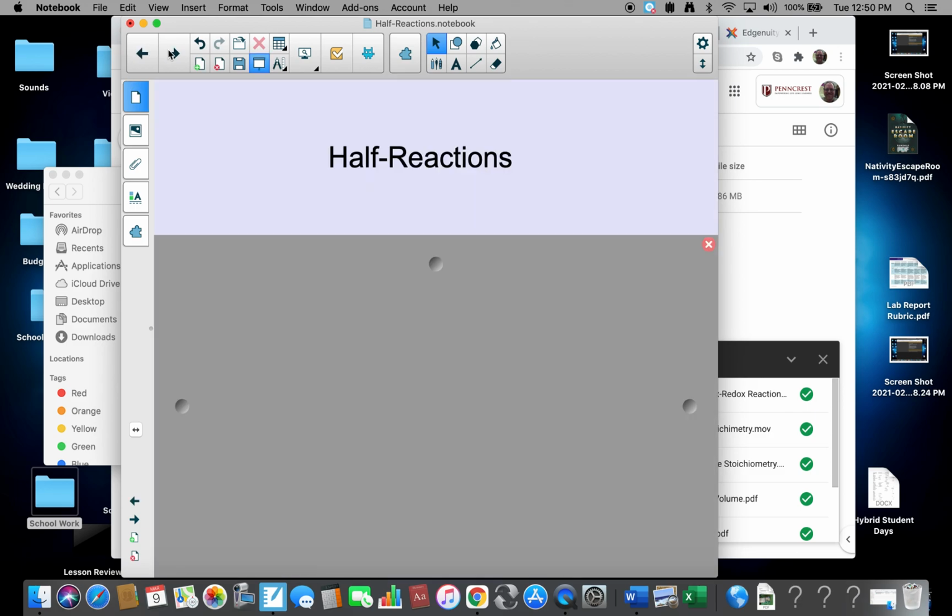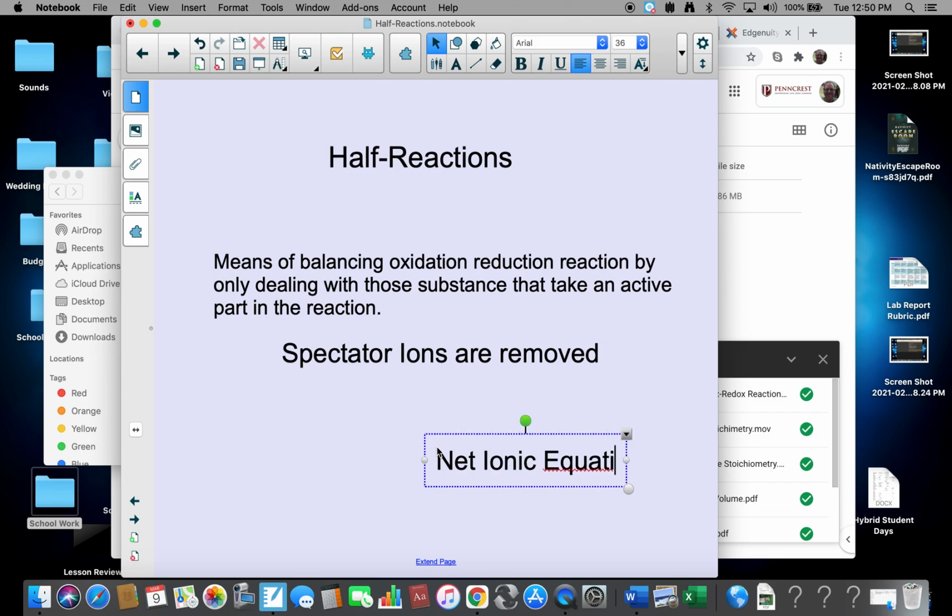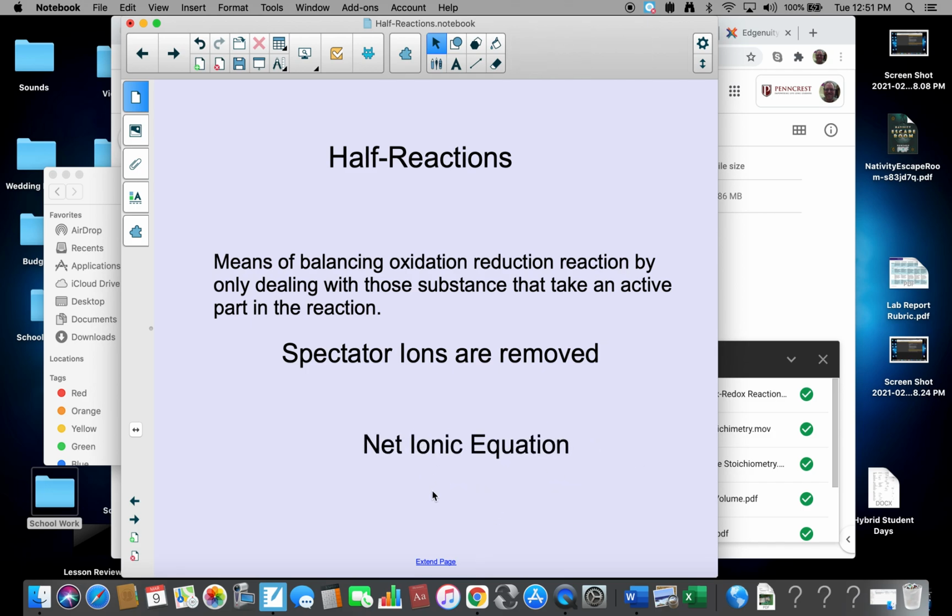We are going to look at something today called half reactions. Half reactions are defined as a means of balancing oxidation reactions by only dealing with those substances that take part in the active part of the reactions. We're going to remove something called the spectator ions, and we're going to generate something called the net ionic equation. Now, we sort of did that when we talked about acid, base, and weak acids for the titration, but let's make sure we understand a little better.